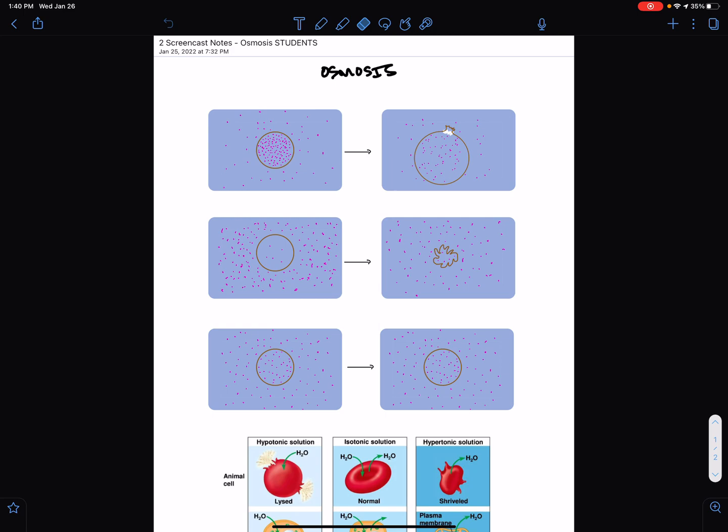So today in class we talked about entropy and osmosis, and we defined osmosis as the net movement of water through a semi-permeable membrane. And today's screencast is going to be pretty brief. I'm going to just be talking to you about a bunch of different situations that cells can find themselves in, and what happens to the movement of water across the membrane.